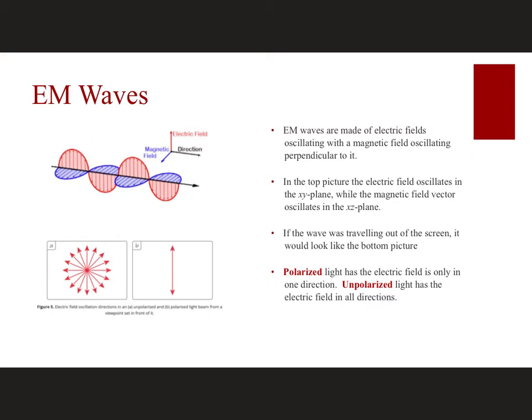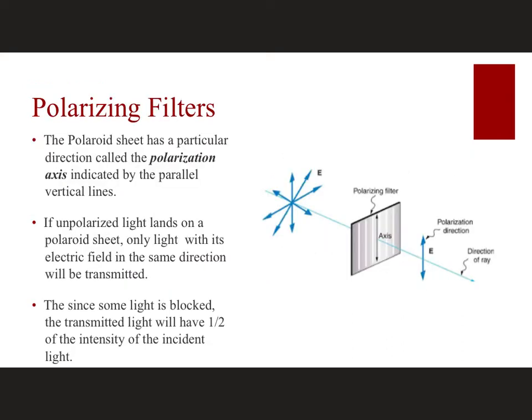But if light's polarized, then somehow I've made that electric field only happen in one direction. So if I was again looking down this arrow here, I would see all my electric fields. It could be vertical or any other direction, but the point is it would only have one direction possible. So how could I actually make that happen?